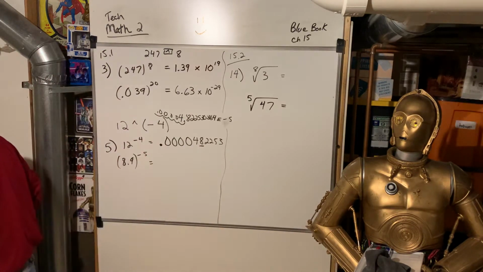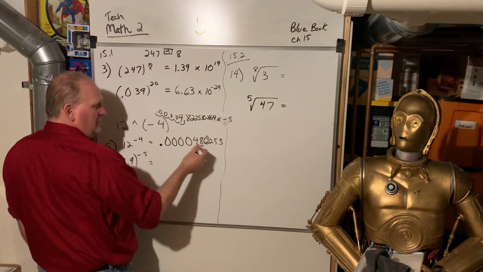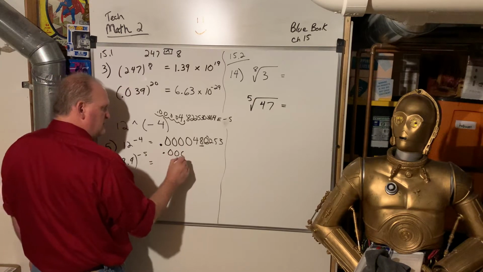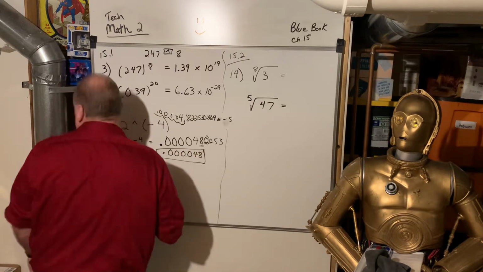They want me to round to millionths. So I look at the number to the right of it, that's a 2, and that's not enough to bump it up to a 9. So it just stays 0.000048. And that is my answer.